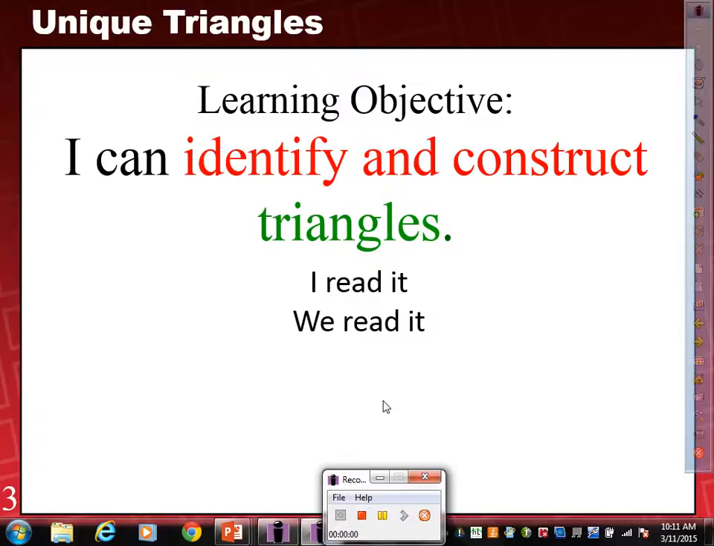So, our objective for today: I can identify and construct triangles. Let's read together. 1, 2, 3. I can identify and construct triangles.